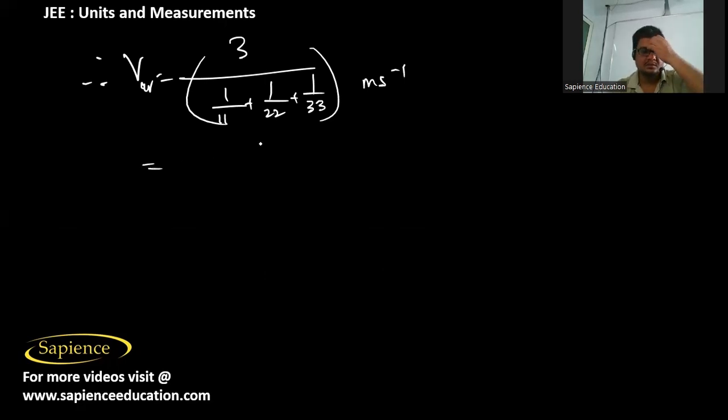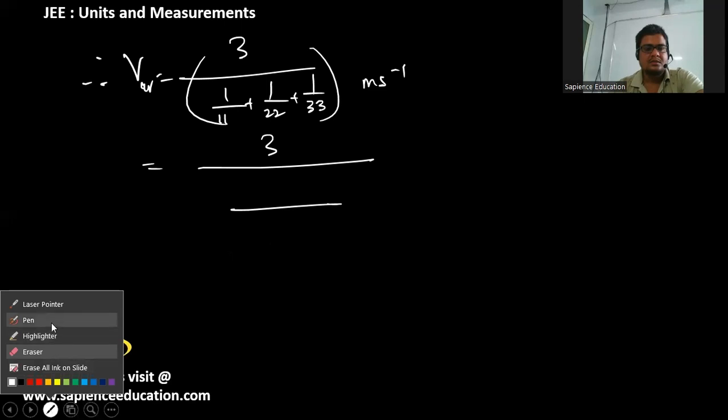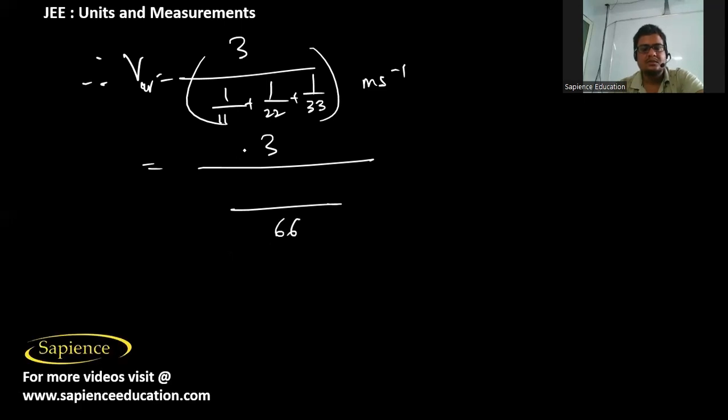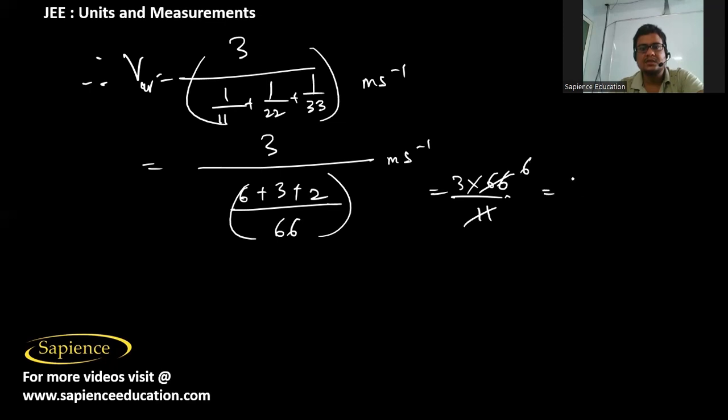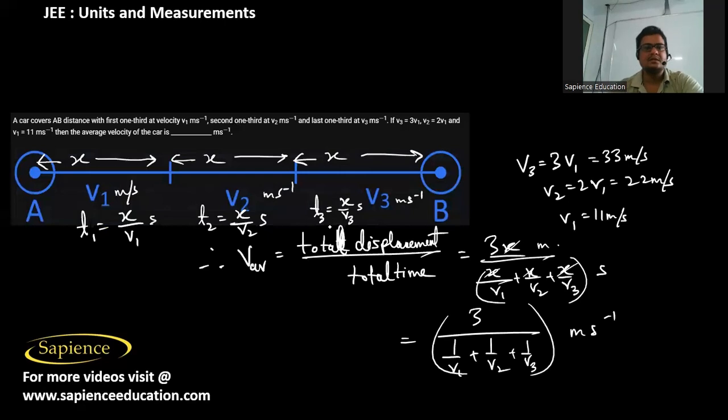So that will be equal to 3 by, now if you take the LCM, that will be 66. Now 11 sixes are 66, 22 threes are 66, 33 twos are 66 meter per second. So that will be 3 into 66 by 3 plus 6 plus 5, that is 11. So 11 sixes are 66, so 3 sixes are 18 meter per second. So 18 meter per second is the average velocity of the car.